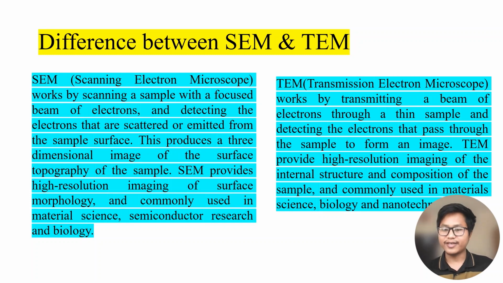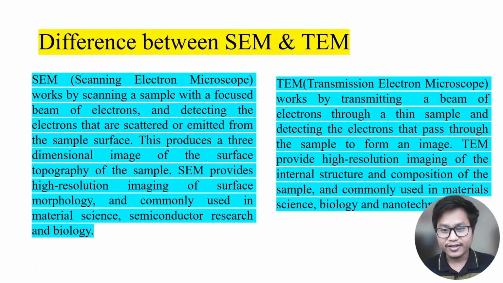But the TEM works by sending the beam of electrons through a thin sample and detecting the electrons that pass through the sample to form an image. So in TEM the beam of electrons passes through the sample, but in the SEM technique the beam of electrons doesn't pass through the sample. They are scattered or emitted from the sample surface. That is the basic difference between SEM and TEM.